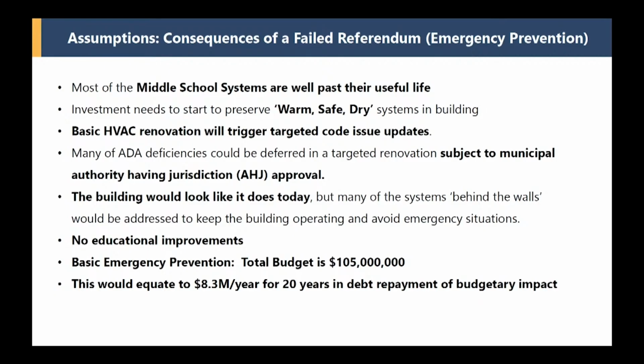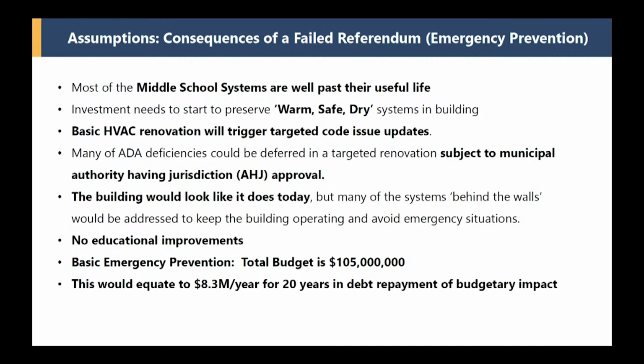A lot of the ADA deficiencies we could probably defer if we did this targeted renovation. So we're not assuming we're going to bring it all up to code, and that will all be subject to the authority having jurisdiction, whether that's possible or not. But we've modeled it so that we don't have to bring the whole thing up to code. In this process, the building would look exactly like it looks today. So you're really not modifying that much except the systems behind the walls. Think of your infrastructure systems like mechanical, electrical, plumbing. There really wouldn't be any educational improvements because the building's going to look substantially like it does.